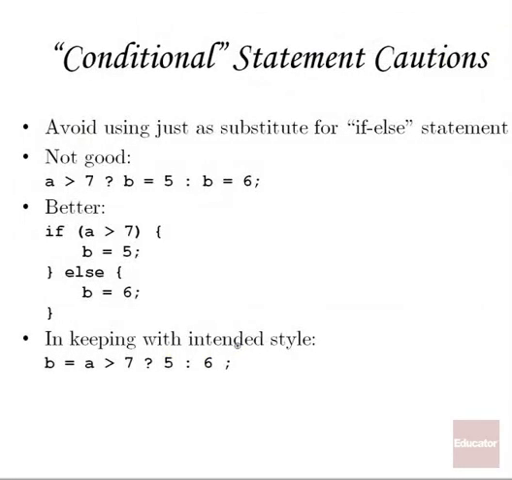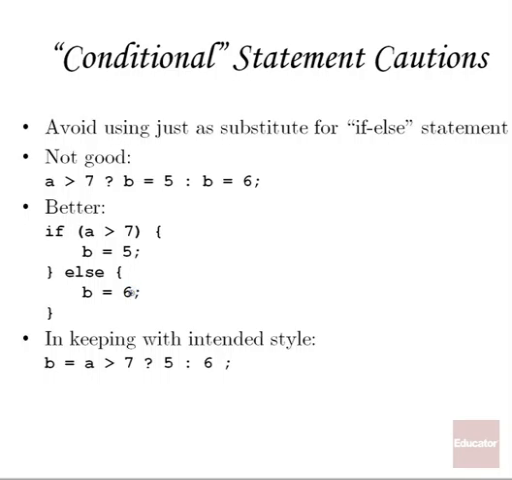So don't use it as a substitute for if else. So this is not good: if A is greater than 7, then B equals 5, otherwise B equals 6. That's an if else. Don't do that. What you want for that is: if A is greater than 7, then execute B is equal to 5. Otherwise, execute B is equal to 6.